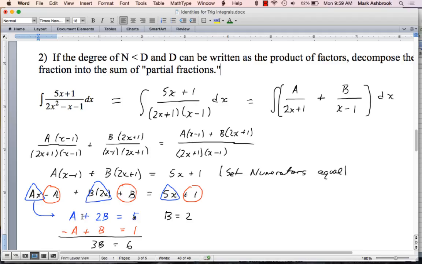I can just use either one of these equations to get a, and it looks like a is 1, because b is 2, that makes 4, and I need one more to make 5. So we got it. We're done, because if a equals 1 and b equals 2, this makes our original integral equal to this one. So I can come down right here and say that our original integral is the same as 1 over 2x plus 1 plus 2 over x minus 1.